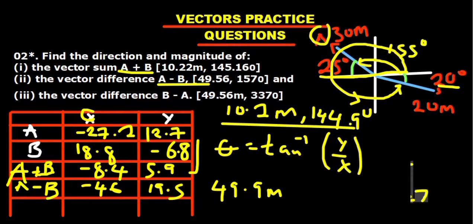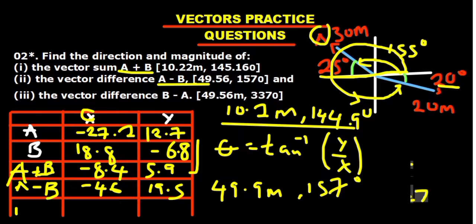Then for us to find the angle, remember it's tan inverse y over x. Ignore the negative. 19.5 divided by 46, 0.42. Tan inverse of that, 22.9. But we need to ask ourselves a question. Why is x negative and y positive? It's in the second quadrant. So subtract from 180. So 180 minus 22.9, 157 degrees. Then finally, the last question is asking us to find B minus A.